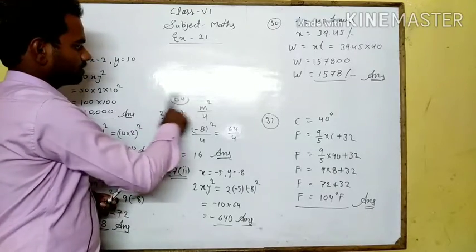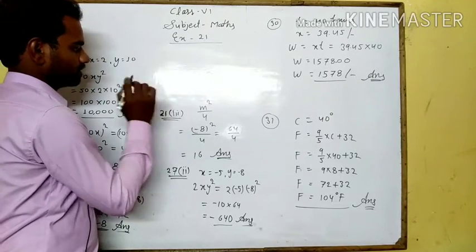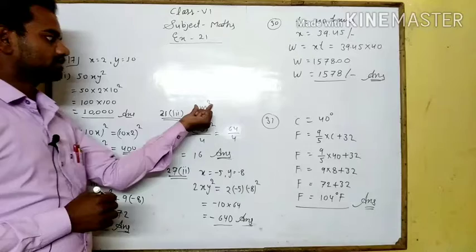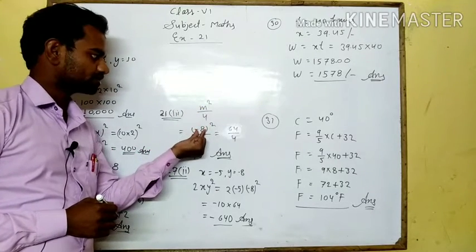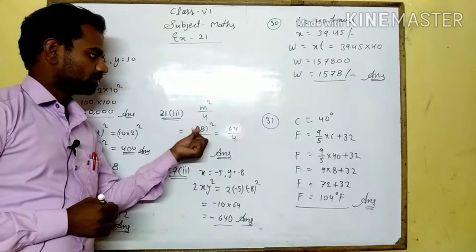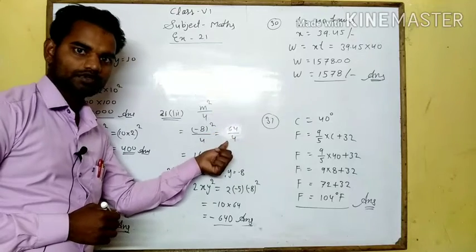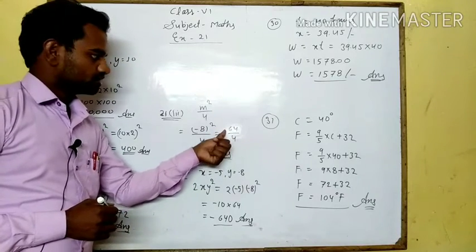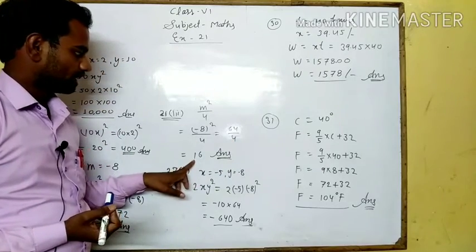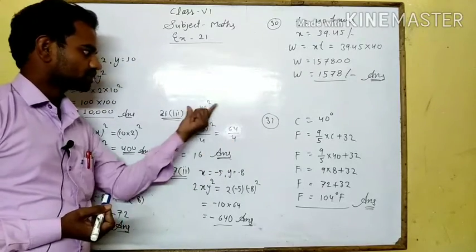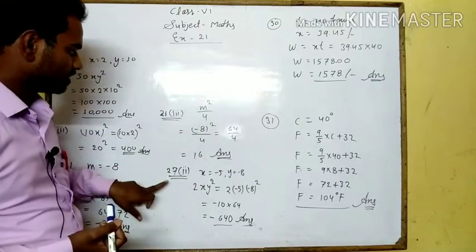Question number 21, next part, that is part 3. In part 3, the value of m is already given, minus 8. Then in place of m, place minus 8. Then square upon 4. 8 eights are 64. Minus into minus will be plus. Then 64 upon 4. Simply divide 64 by 4. 16 fours are 64. So the value of this expression is 16.